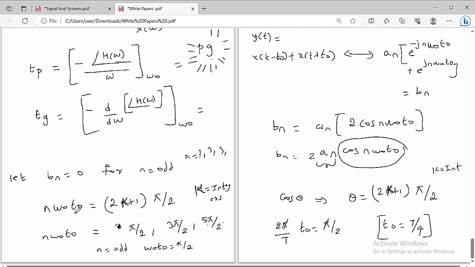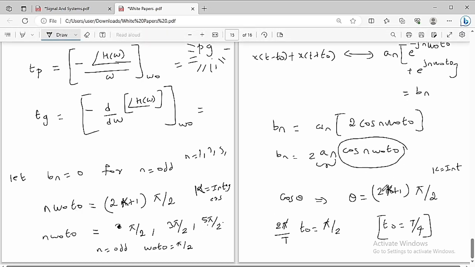So here substitute theta is equal to n omega naught p naught. So n omega naught p naught is equal to (2k plus 1) into pi by 2, where k is an integer. So if I substitute k is equal to 0, then I get pi by 2. If k is equal to 1, I am going to get 3 pi by 2, and so on. So by comparing those two things, pi by 2 is common, and the remaining thing is the odd number: here 1, here 3, here 5. So by comparing, we can say n is the odd number and omega naught p naught is equal to pi by 2.